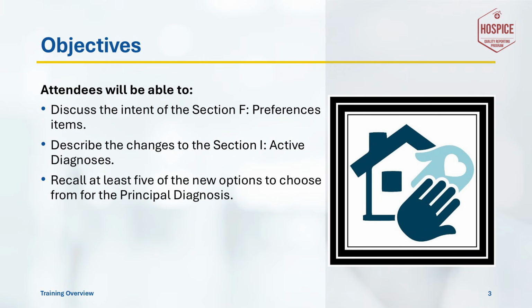Here are the objectives for the lesson. At the end of Part 3, you should be able to discuss the intent of the Section F preferences items, describe changes in Section I, active diagnoses, and recall at least 5 of the new options to choose from in the principal diagnosis list.